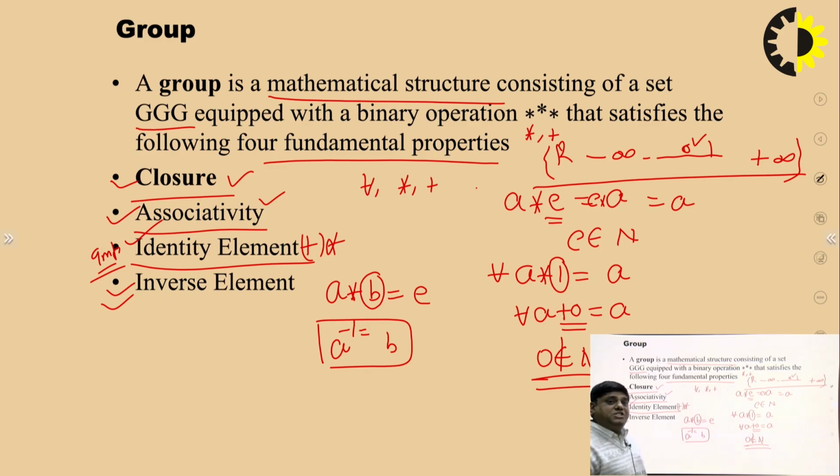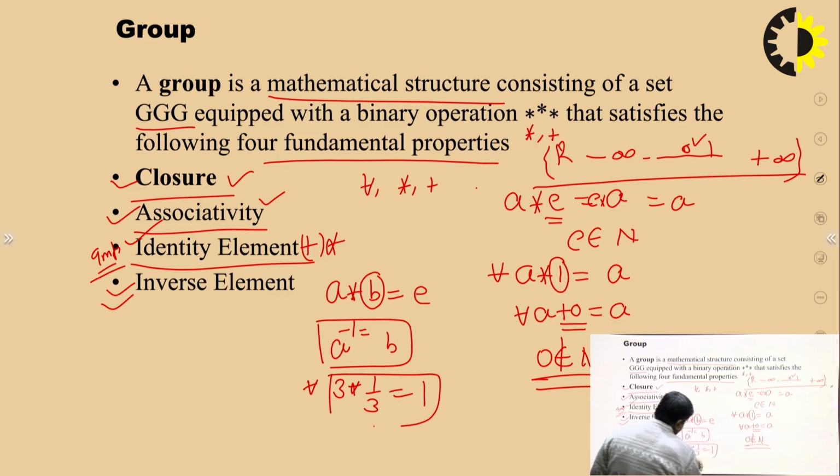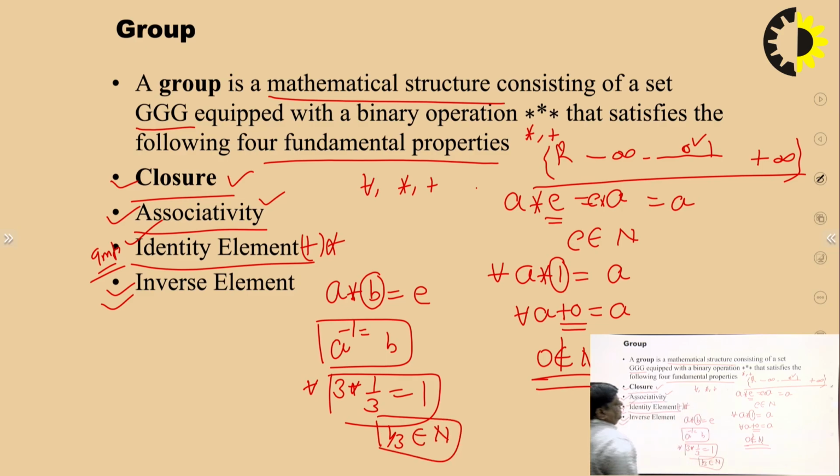Now first we check the set of natural numbers, then we check the set of rational numbers. We take the two mathematical structures and check whether the inverse property is followed or not. Now for every element, we take 3, then 3 times 1 by 3 is equal to 1, and 1 by 3 is not an element of the natural numbers.